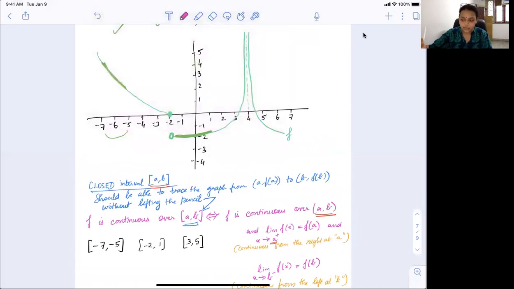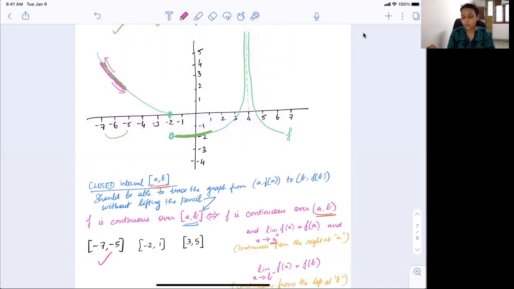Now let's look at these same intervals and see if they are continuous at the endpoints. So we have the function from -7 to -5. We know it is continuous in the open interval. How about the closed interval? Is the right-hand limit at -7 equal to the functional value at -7? Yes. Is the left-hand limit at -5 equal to the functional value at -5? Yes. So therefore, the function is continuous in this closed interval.